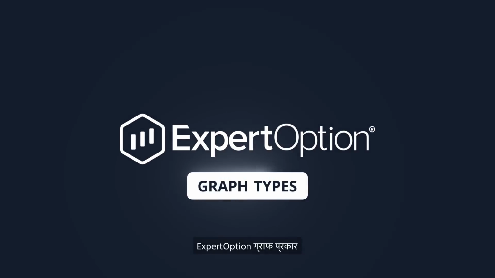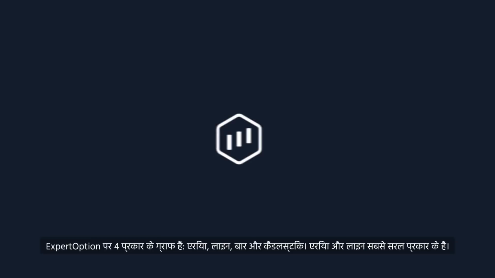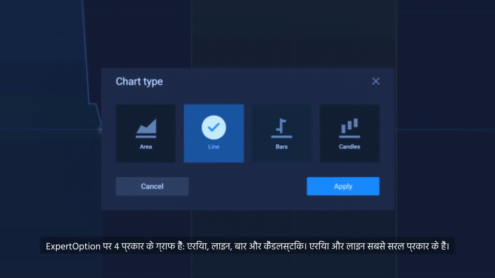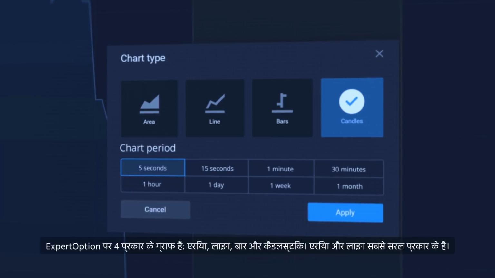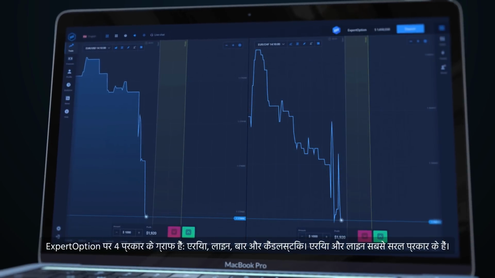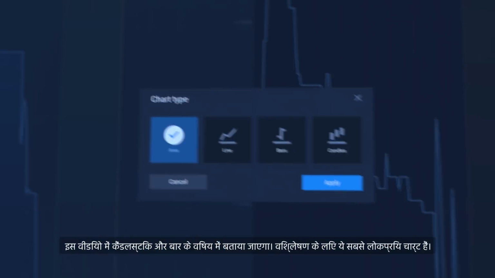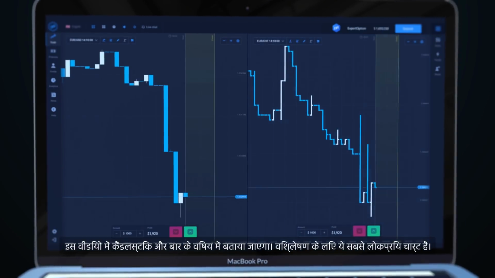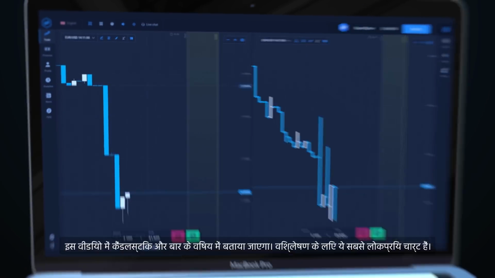Expert Option graph types. At Expert Option there are 4 graph types: area, line, bars and candlesticks. Area and line are the simplest ones. In this video we will talk about candlesticks and bars. They are the most popular chart types for analysis.